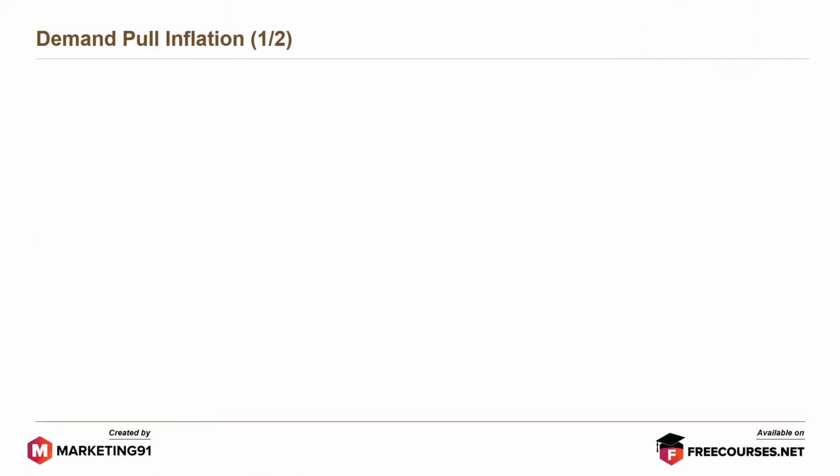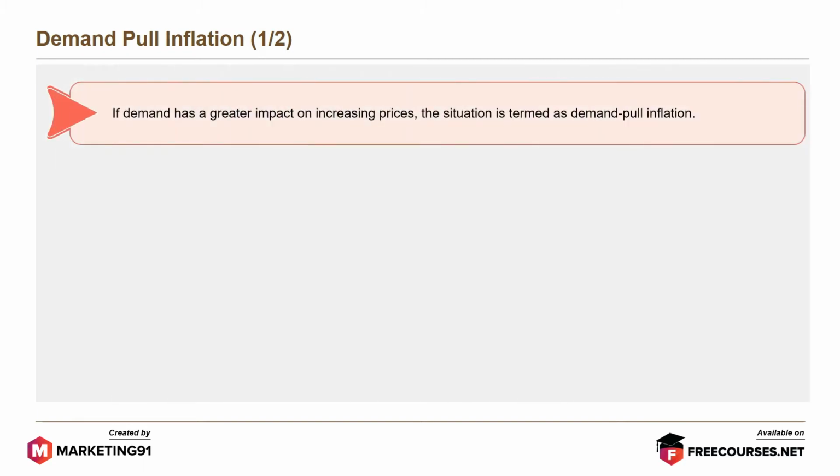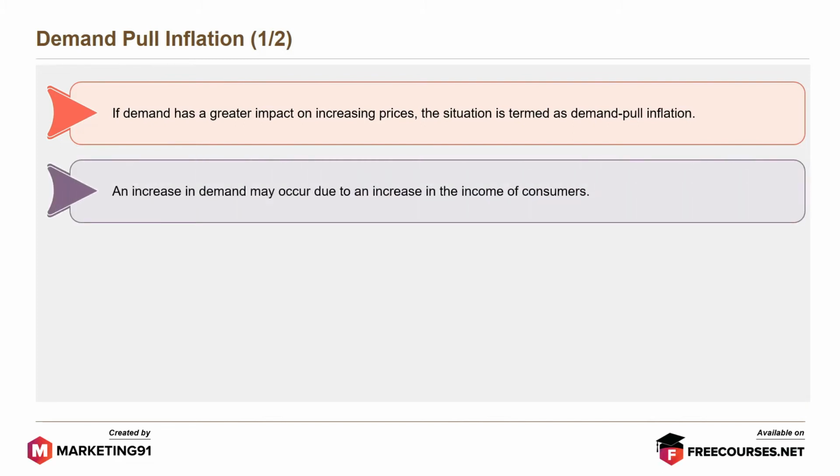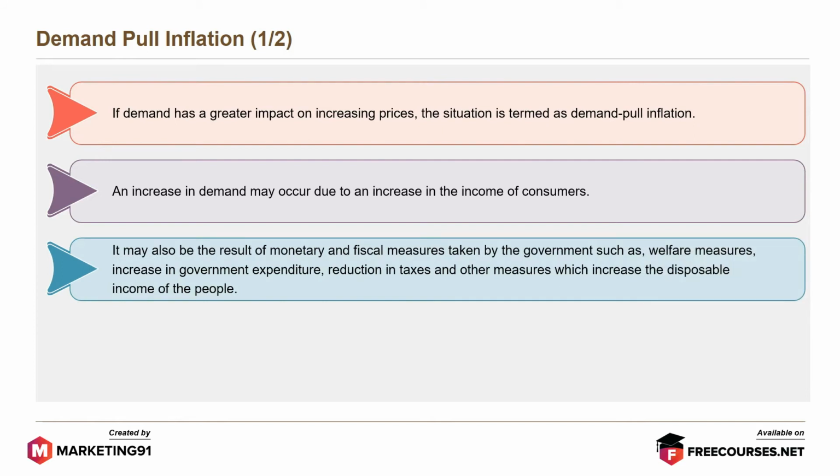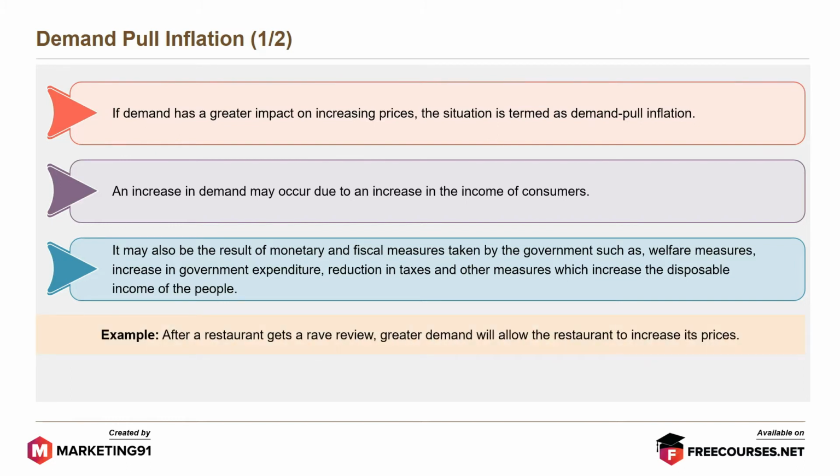Moving on to demand pull inflation. If demand has a greater impact on increasing prices, the situation is termed as demand pull inflation. An increase in demand may occur due to an increase in the income of consumers. It may also be the result of monetary and fiscal measures taken by the government, such as welfare measures, increase in government expenditure, reduction in taxes, and other measures which increase the disposable income of the people. For example, after a restaurant gets a rave review, greater demand will allow the restaurant to increase its prices.